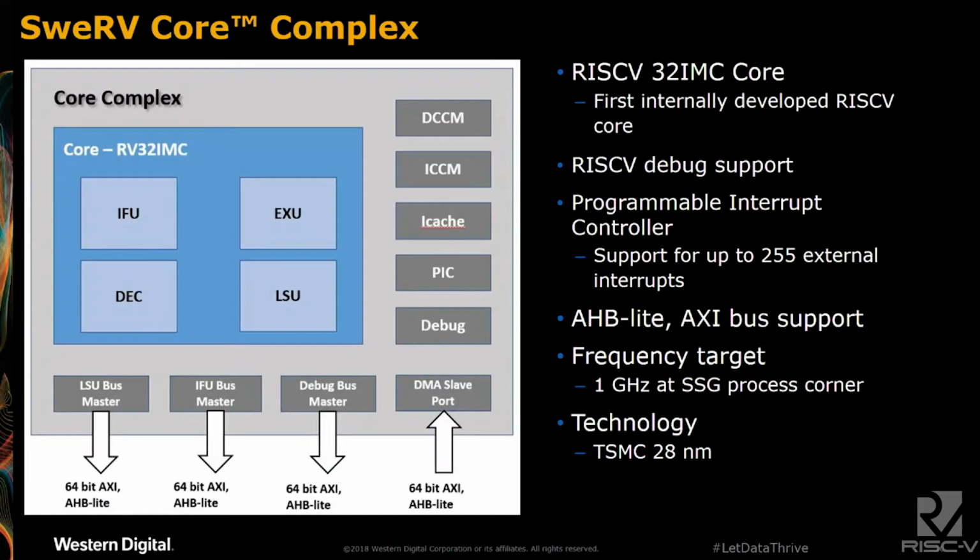We're a Harvard bus architecture, so we have a load bus master, we have an instruction bus master, and then we have a slave port on the bus so that the platform can get in and configure both the ICCM and the DCCM, our internal core memories. As of today, we support the 64-bit AXI protocol as well as the AHB-Lite protocol. AXI is a non-blocking protocol. AHB-Lite is a blocking protocol.